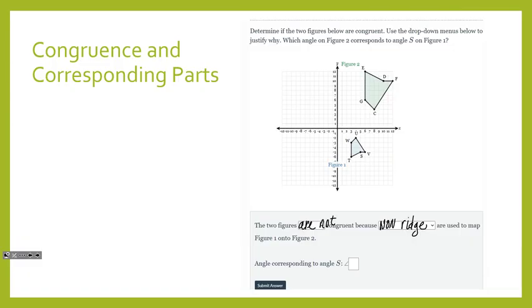What angle corresponds with S? Well, the angle that corresponds with S is D.